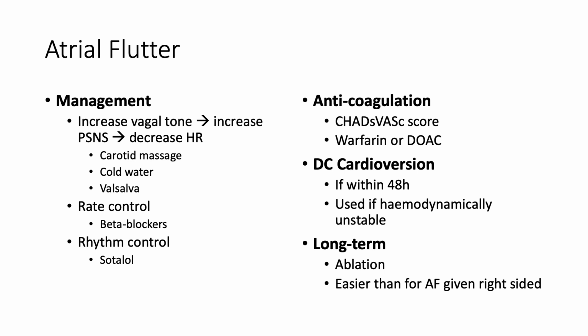For DC cardioversion, if you're within 48 hours of onset, the theory goes that they haven't formed a clot by then, so you can cardiovert them if they are hemodynamically unstable. What this means is you apply a shock to the person and you try and reset their heart. In the long term, they can ablate and essentially burn those macro-reentry pathways and stop that from happening. And it's easier for this than it is for atrial fibrillation because it's right-sided. So you generally go through the femoral artery and feed it all the way back up.